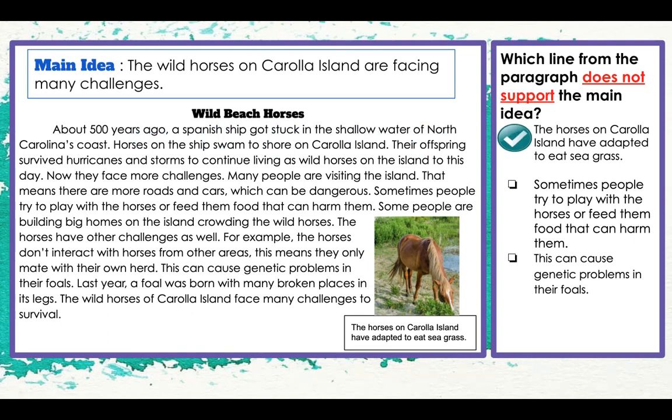Well, if we look, the first one actually shows how they've overcome a challenge, right? It shows that they've adapted to eat the seagrass and they're doing fine eating the seagrass. So that's not a challenge for them. People playing with them and feeding them food that can harm them, that's a challenge. Genetic problems in their foals, that's a challenge.